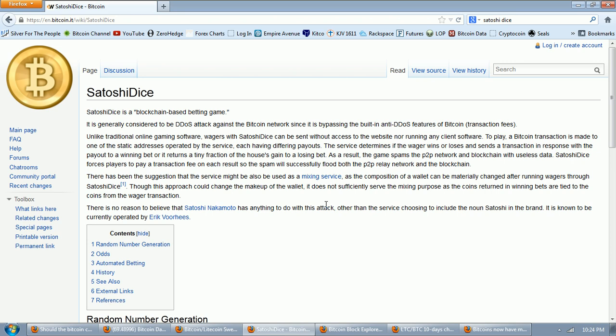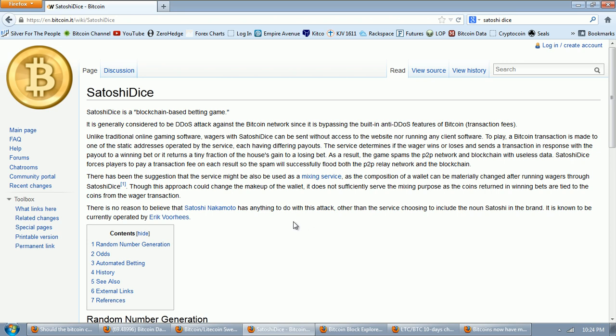As a result, the game spams the peer-to-peer network and blockchain with useless data. Satoshi Dice forces players to pay a transaction fee on each result, so the spam will successfully flood both the peer-to-peer relay network and the blockchain.